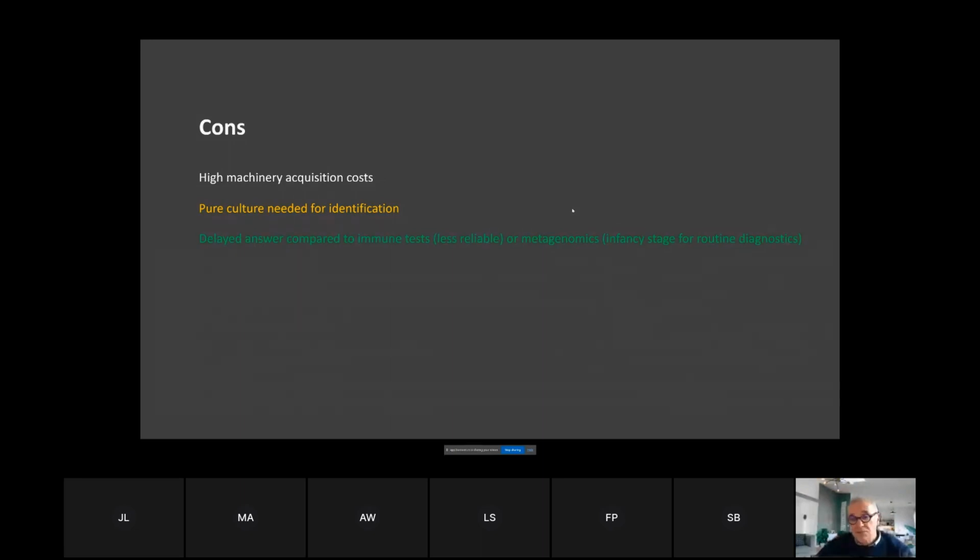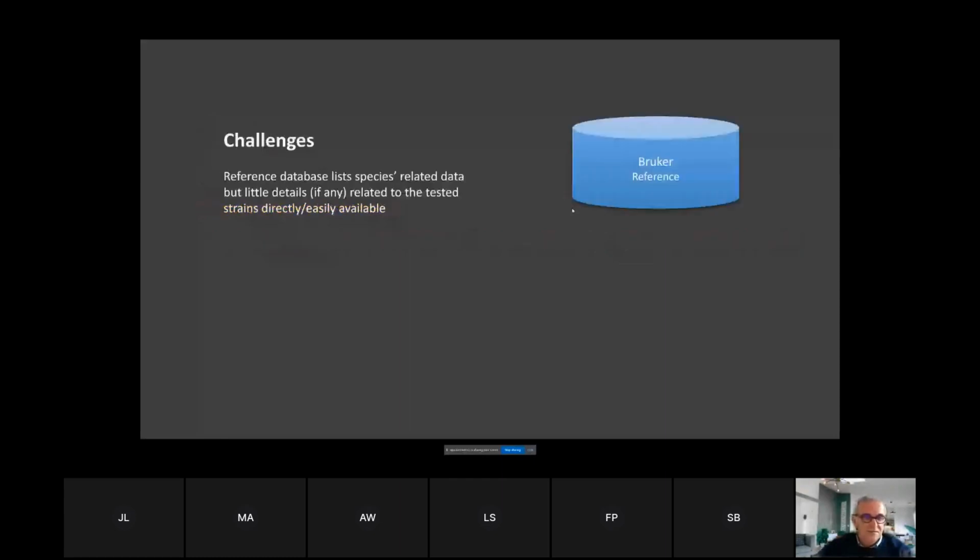And metagenomics is in its infancy stage. I would say that metagenomics would be a great tool, or metabarcoding at the very least, but it is still not possible to do it in routine diagnostics, or not very well done at this stage.